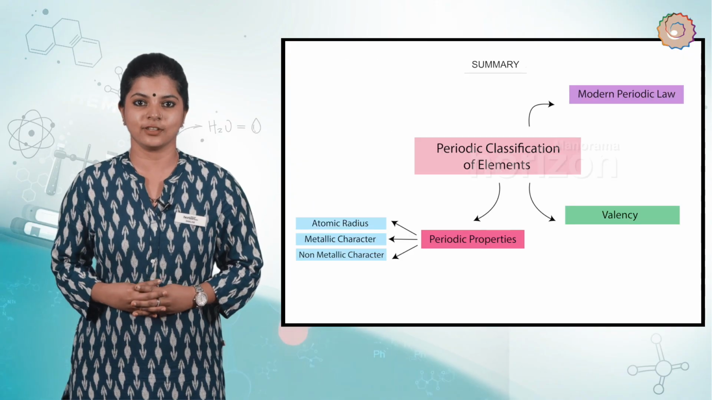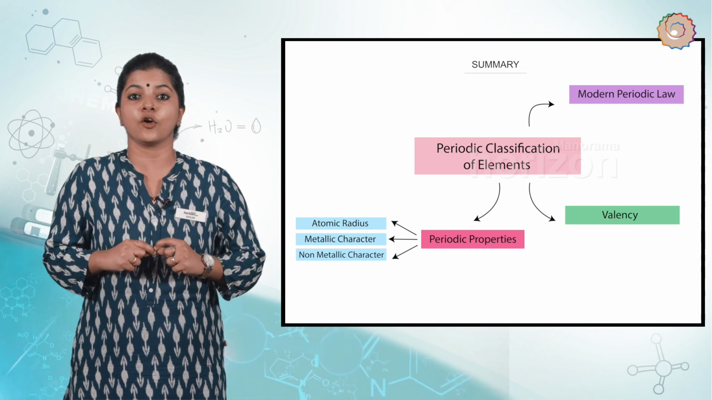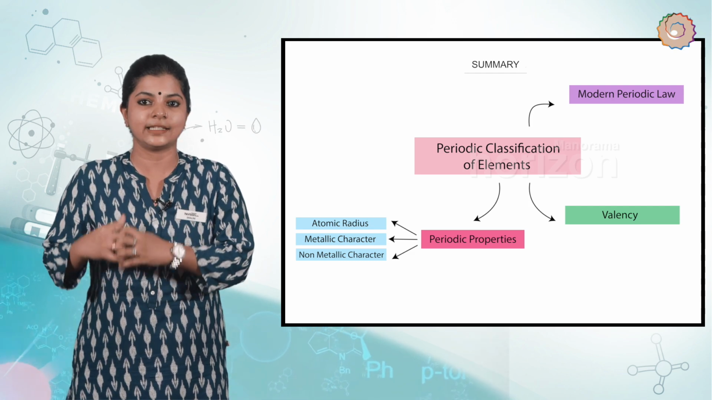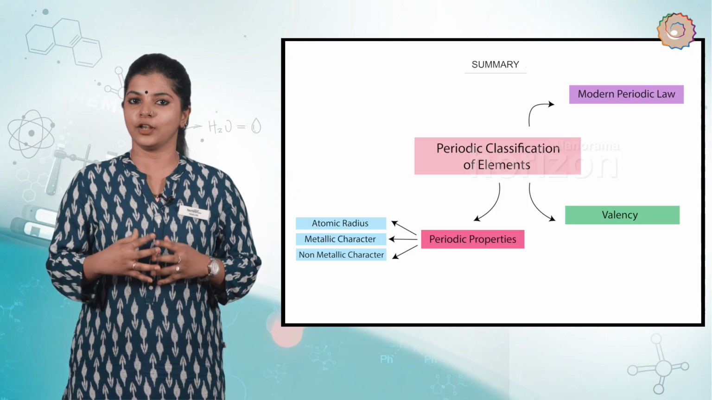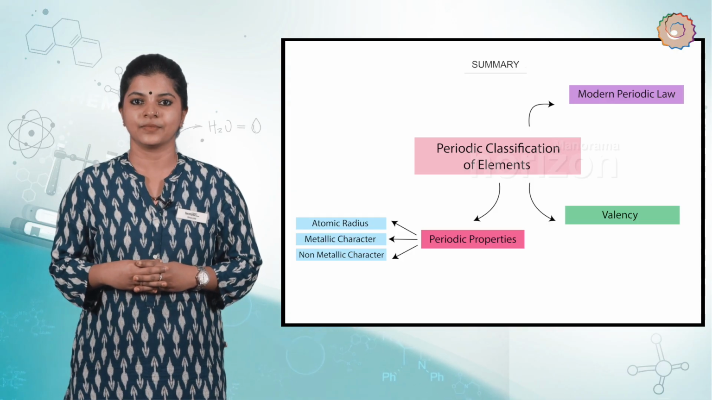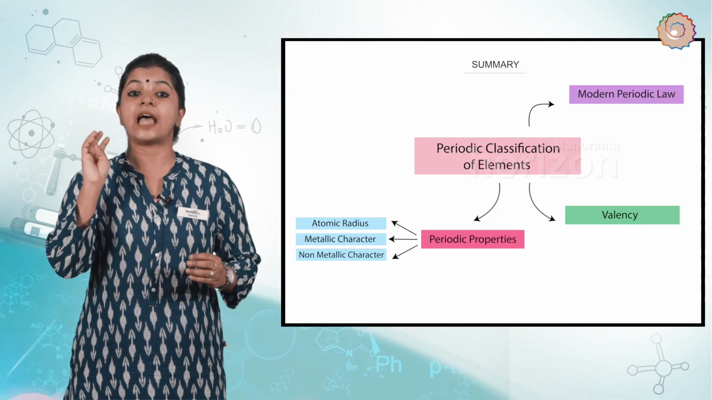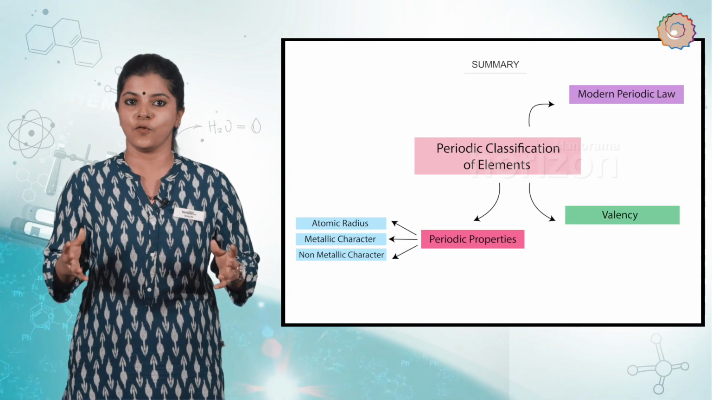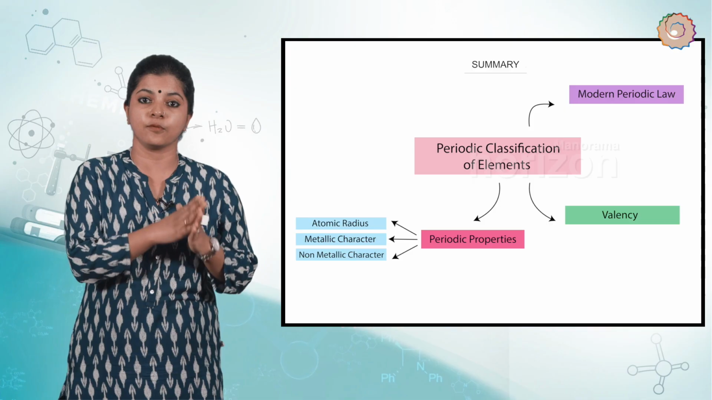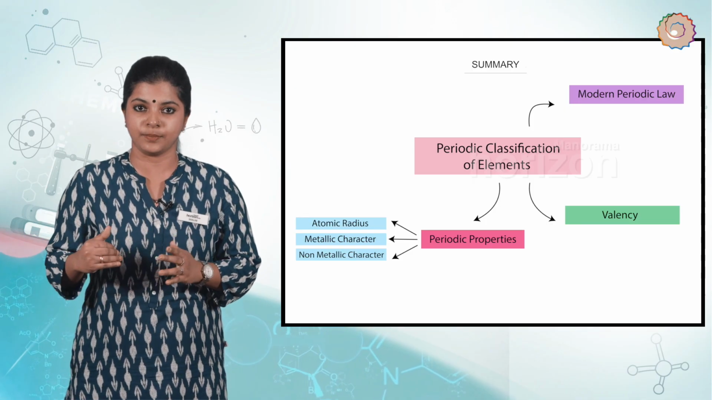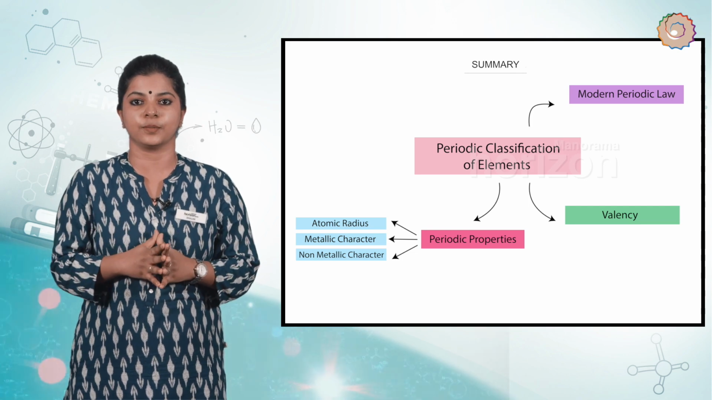Now, let's summarize the section. Mendeleev's periodic law was modified and atomic number was adopted as the basis of the modern periodic table. The modern periodic law can be stated as: properties of elements are a periodic function of their atomic number. The modern periodic table has 18 vertical columns known as groups and 7 horizontal rows known as periods. In a period, the valency of the elements increases from 1 to 4 and then decreases along the period, whereas in a group, the valency is the same for all the elements of the group.